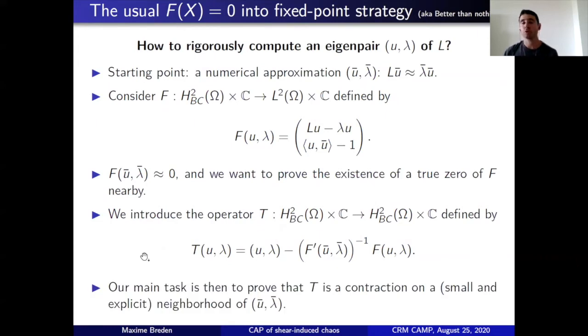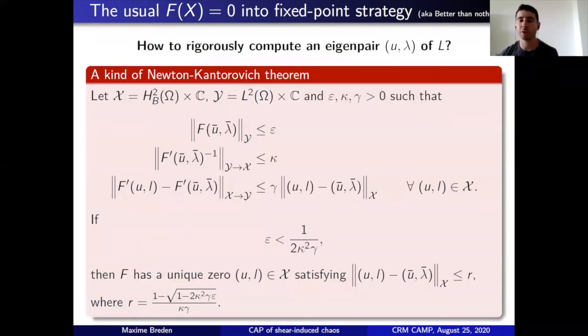And so to do that, we are going to show that on a small, explicit neighborhood, actually on a ball of a given radius which we control, close to the numerical solution, this is a contraction. And then by the contraction theorem, or Banach's fixed point theorem, call it however you like, we'll get the existence. Again, this is quite standard, as I said, in this community. And in order to prove the contraction, we have a main tool, which we always use. Sometimes we write it a bit differently, but it's some kind of Newton-Kantorovich theorem, which works as follows.